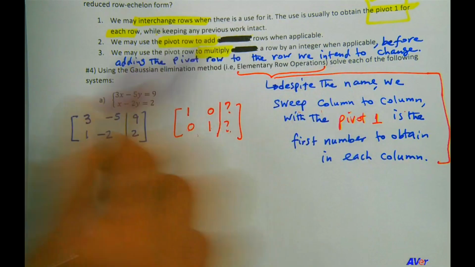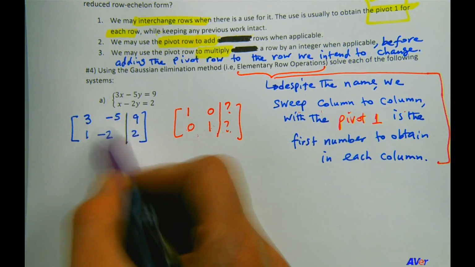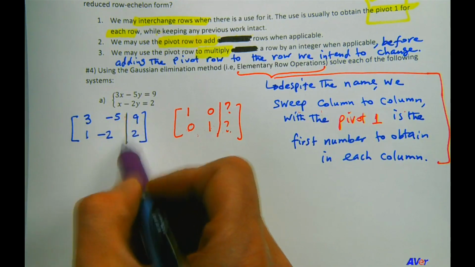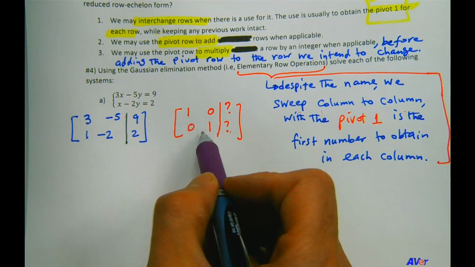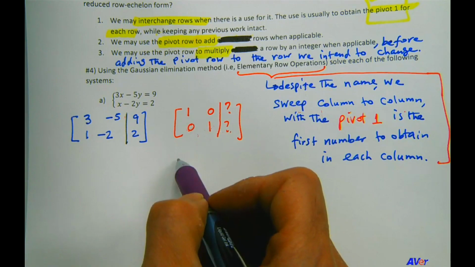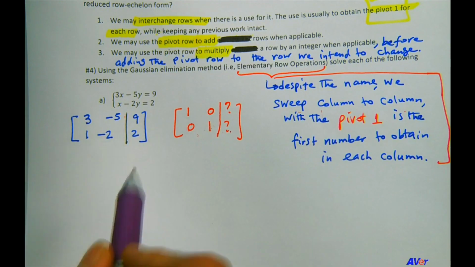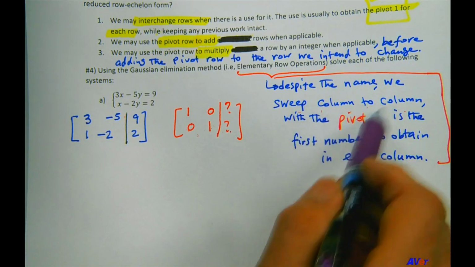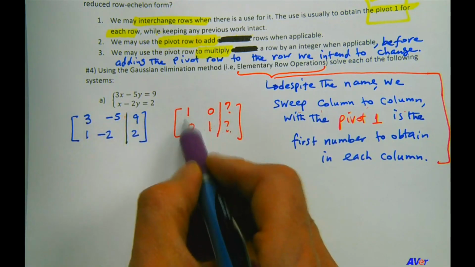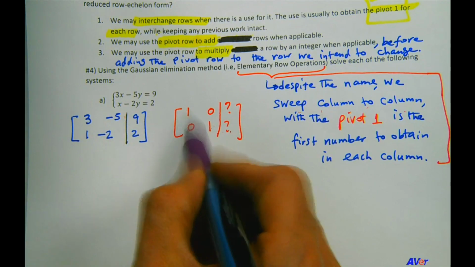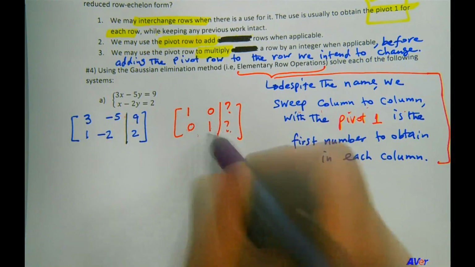As we do these 3 steps, our goal is to make the left side of this matrix, by that I mean left side of this vertical bar, look like the left side of this reduced row echelon matrix. This should look like that. When we do that, we must sweep column to column. That means we finish this column to make it look like that. When we're done with this column, we move to the second column and we make it look like that. That's what I mean.